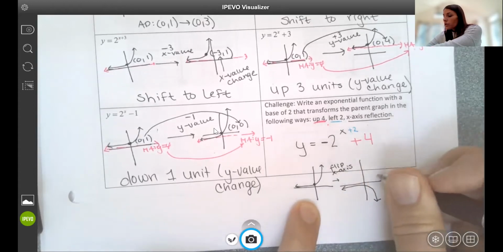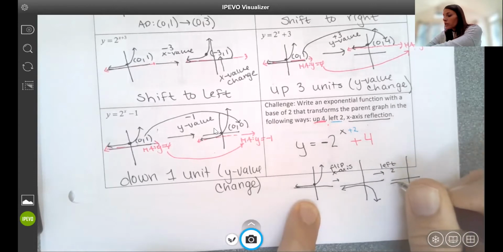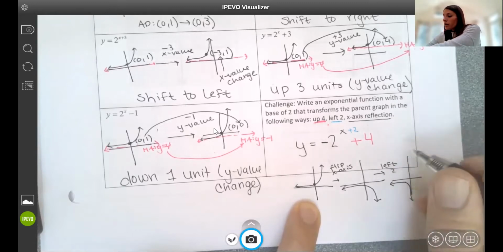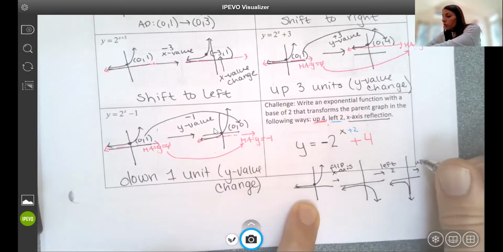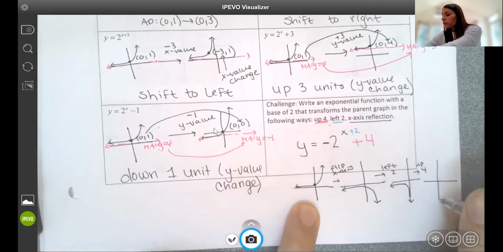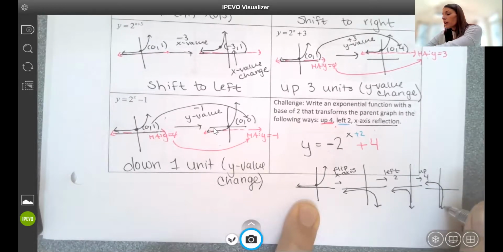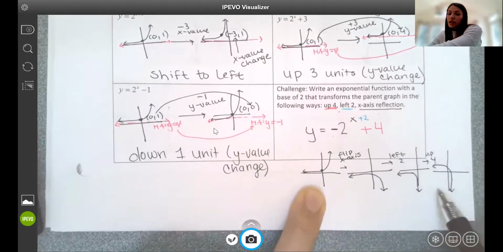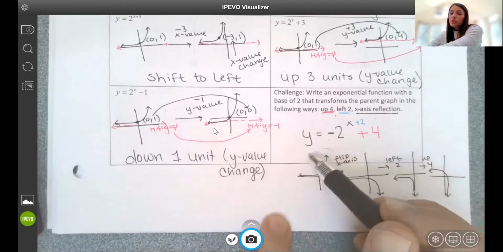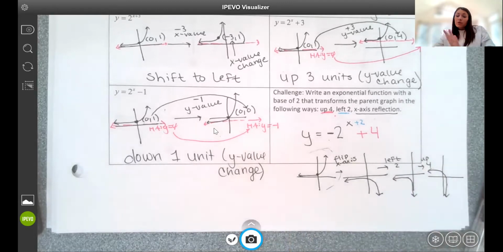Then let's go left 2, meaning it's going to move over a little bit to here. And then we go up 4 at the end. So I flip over the x-axis, go left 2, and then up 4, which means this is going to shift up. Maybe look something like that. I may have drawn that too far over. But that's kind of what my final graph will look like. So I went from a parent function, a growth function, flipped it over, went left 2, up 4, and that's a really rough sketch. Let's look at it in Desmos real quick.